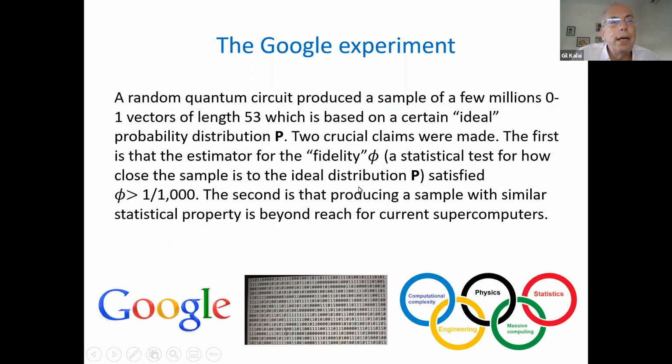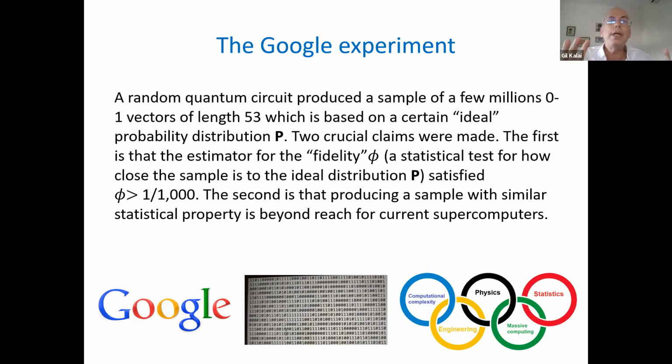Now about the Google experiment. The Google experiment consists of a random quantum circuit. It's a quantum circuit where the architecture of gates was chosen at random, and their computer produced a sample of a few million 0-1 vectors of length 53.